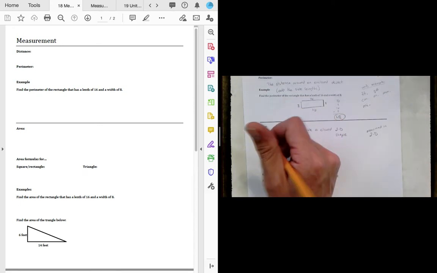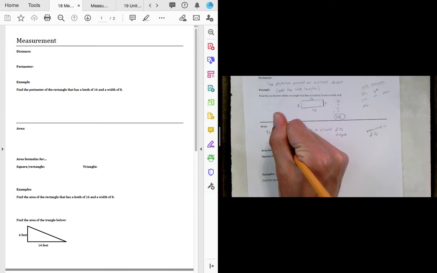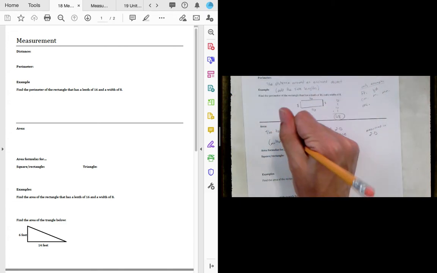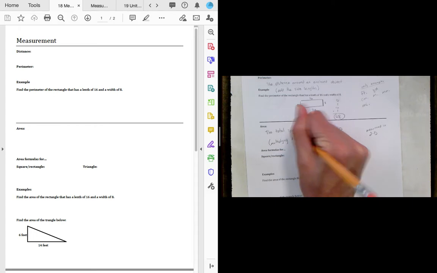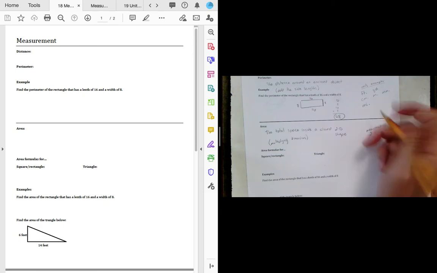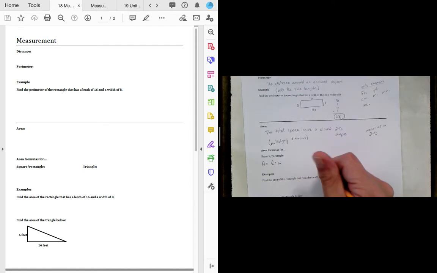Another thing that we want to remind ourselves when we're calculating area is we are multiplying dimensions. So for the area of a square or rectangle, we can say that the area is equal to the length times the width. For a triangle, it's actually half of that.